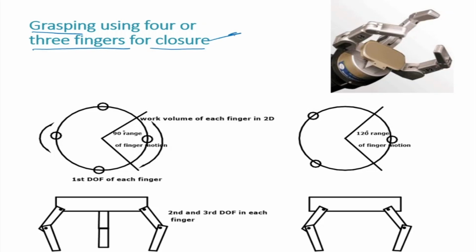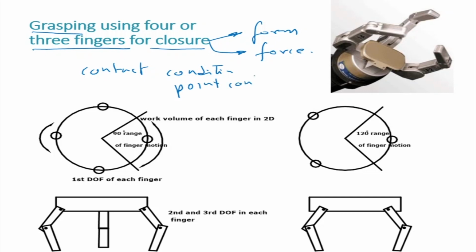Now we know that there are two kinds of closures: one is form closure and the other is force closure. Depending on the kind of fingertip contact that you have, depending on the contact condition, whether it is point contact without friction, or with friction, we will decide whether it's going to be force closure or form closure.